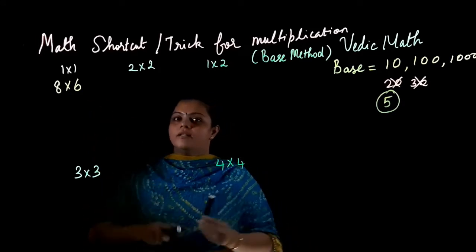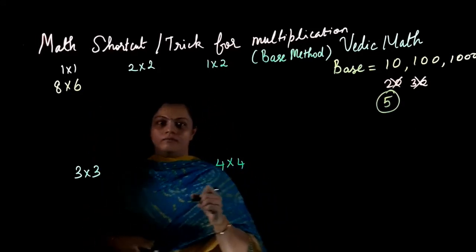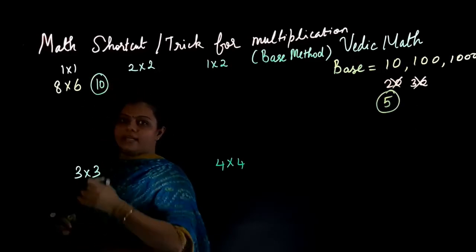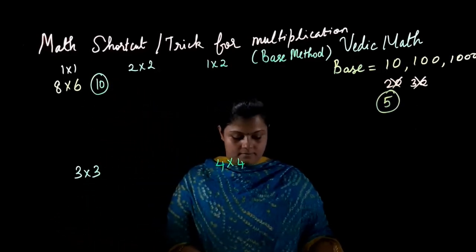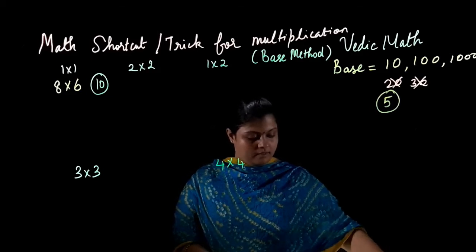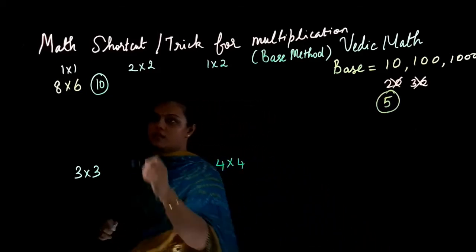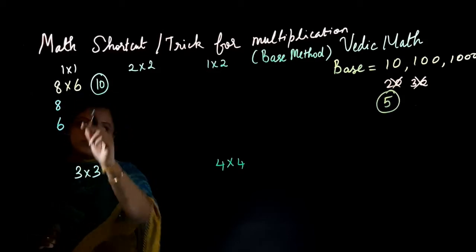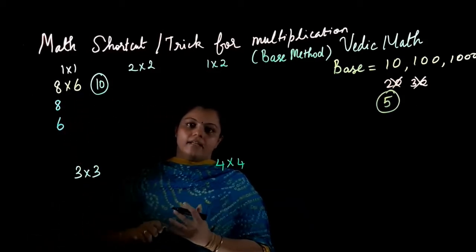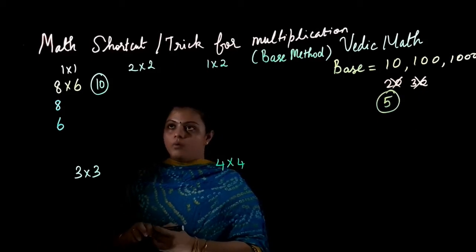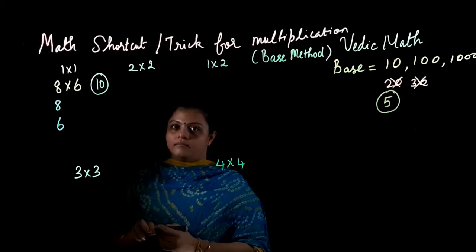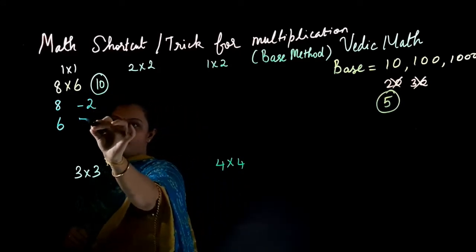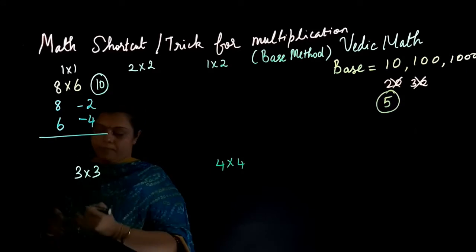Which number can I take as a base right now? Both of these are near to the number 10, right? So I am taking my base to be the number 10. I will write these two numbers as they are, 6 and 8. What is the difference from 10? If I subtract 8, what do I get? How much is the difference? The difference is going to be minus 2 and here the difference is going to be minus 4, right?